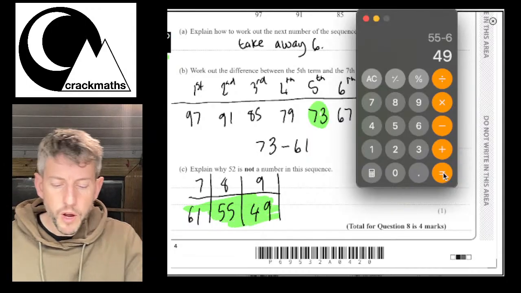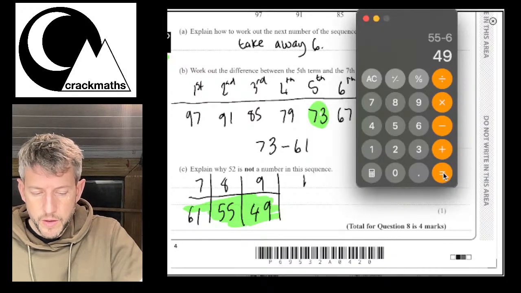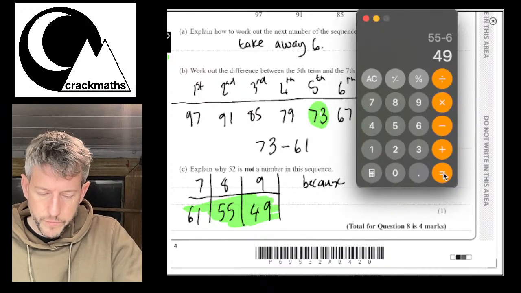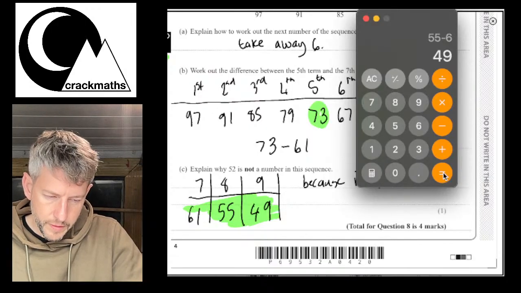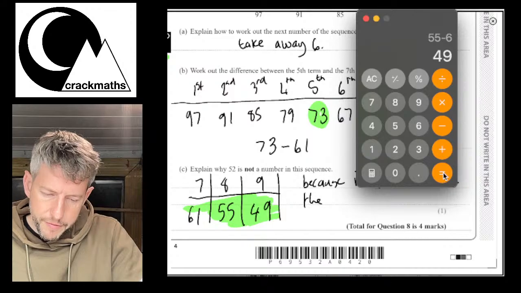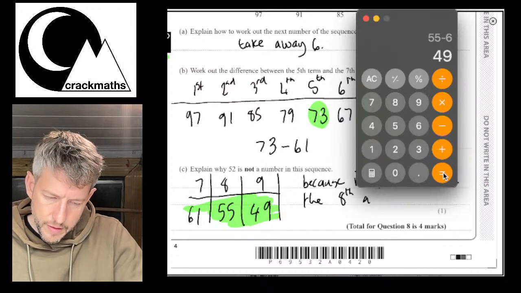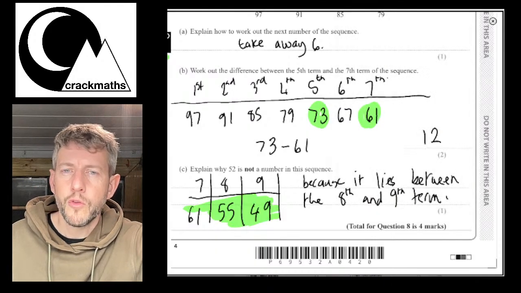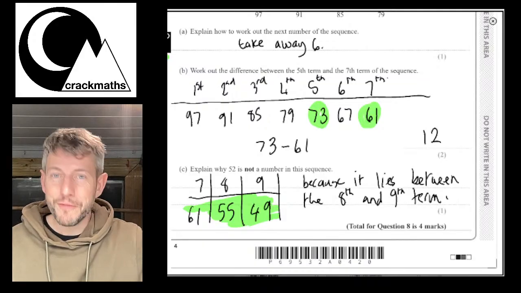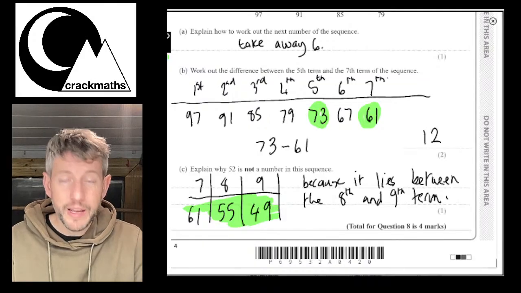Okay, so explain why 52 is not in the number sequence, because it lies between the 8th and 9th term. Okay. Right, there we go. Okay, hopefully that's okay. Let's have a look at the next question.